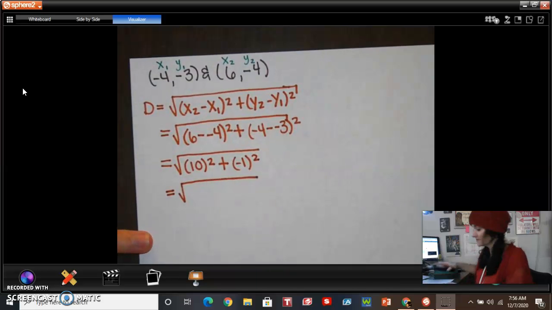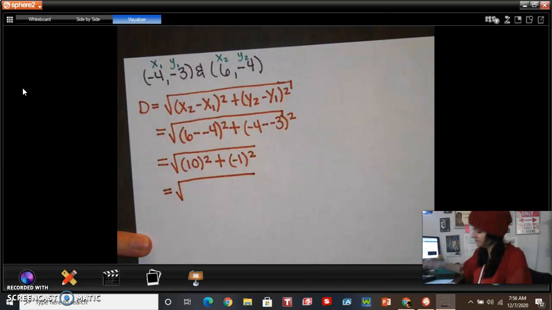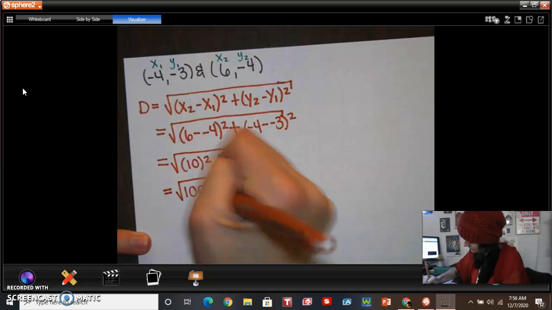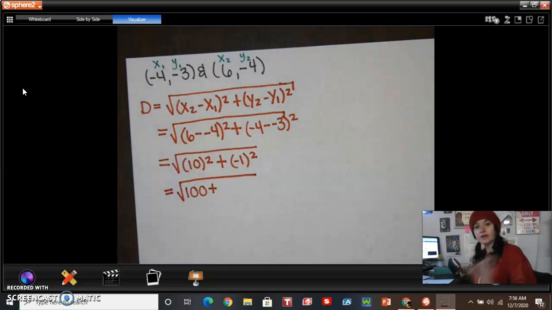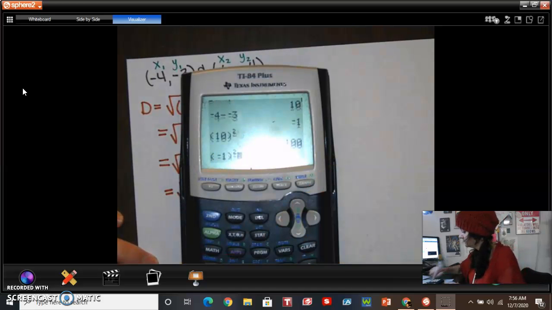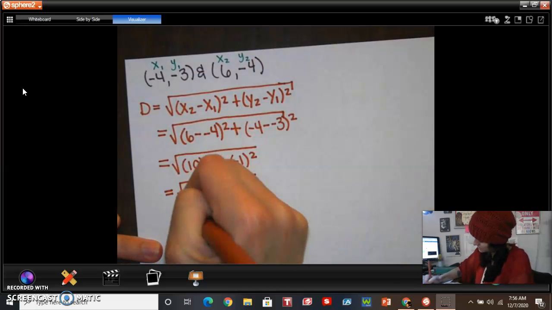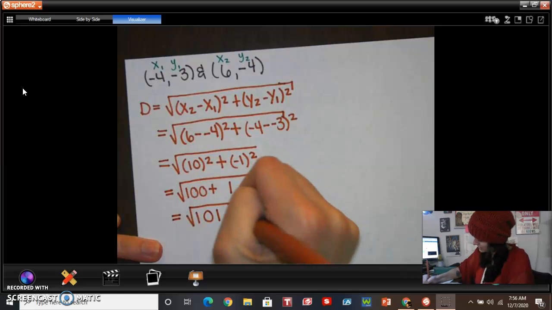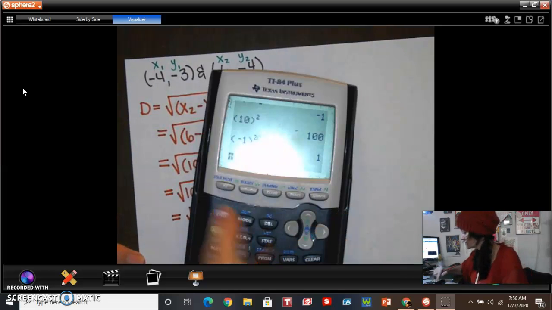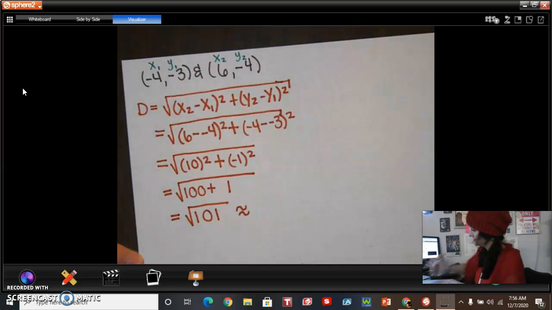Next, we're going to take squares. So we've got 10 squared, 100, plus, and if you notice after I square, I drop the parentheses, because that's when you can. -1 squared, 1. Alright, and then 100 plus 1 is the square root of 101. And the last thing we do is take the square root. Square root of 101. Get 10.04. 4 is below 5, so it just stays 10.0 or just 10.